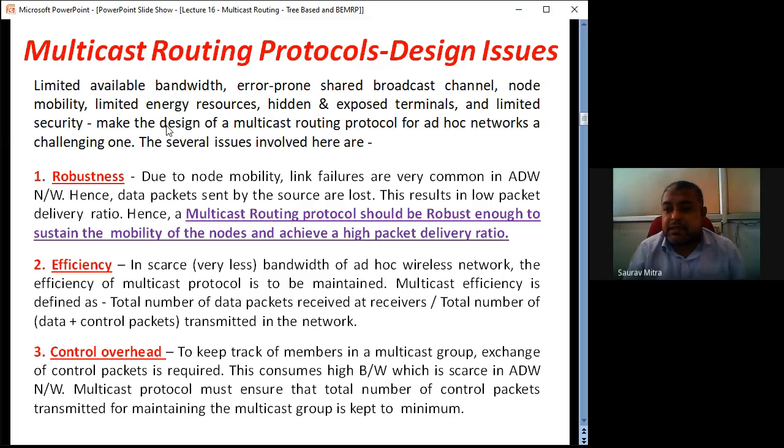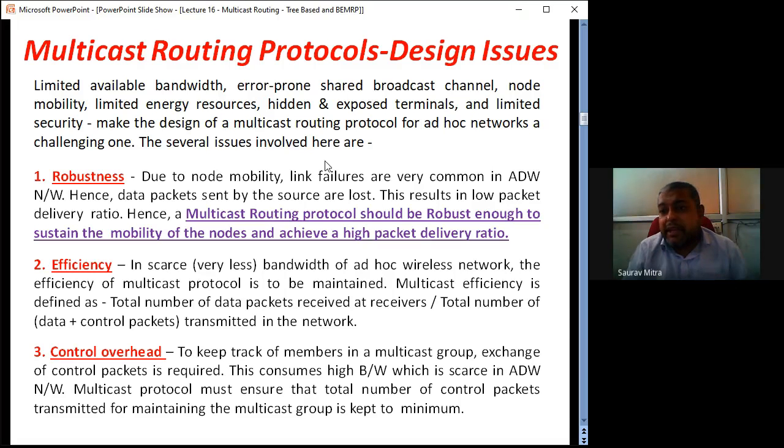That means it is a wireless communication, and wireless communication has very little security because your data is continuously going through air. Anybody sitting beside can tap the data, catch hold of your network and take over it. So all these issues are the main cause for which multicast routing might fail. So the design of a multicast routing protocol for ad hoc networks is a challenging one because of all these things.